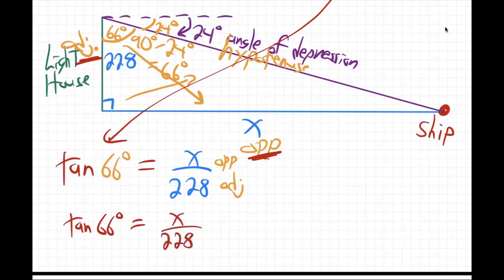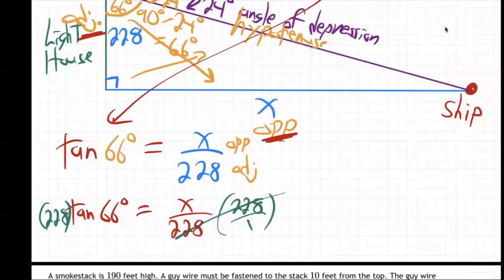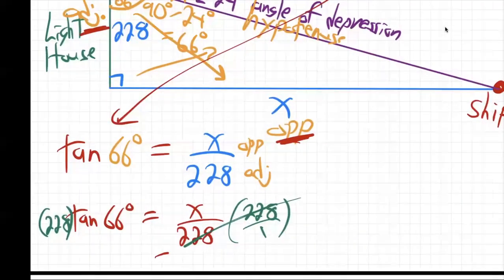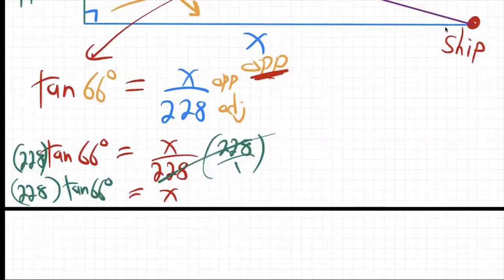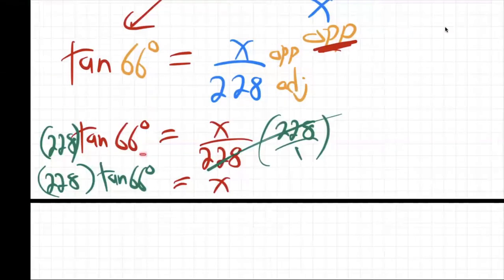How do I solve for X? Well, you multiply both sides by 228 over 1, and it cross cancels. Whenever you have a denominator, just multiply by that denominator on both sides. So X equals 228 tangent 66 degrees. So hit the buttons on your calculator. Make sure you're in degree mode. This is degrees. Don't be in radian mode, it'll mess you up. Always double check that.